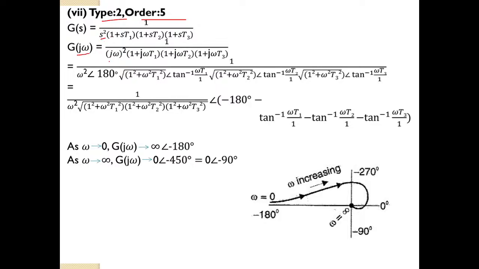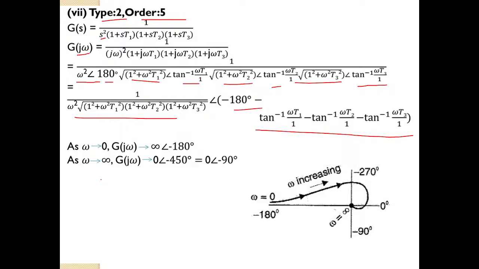So sinusoidal transfer function you will get 1 by j omega square into 1 plus j omega t1 into 1 plus j omega t2 into 1 plus j omega t3. So determine the magnitudes for each and every term and determine the phase angles for all the terms. Okay, so these are the magnitudes and phase angles. Write all the magnitude terms on one side and phase angle terms on the other side.